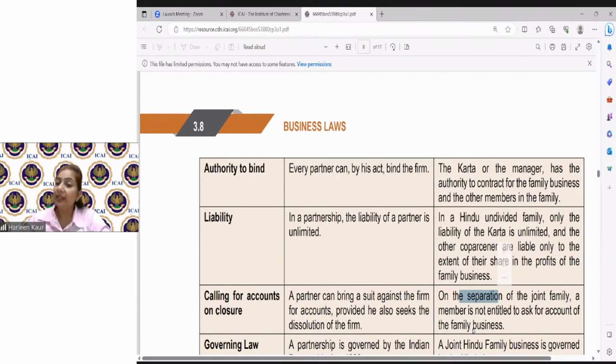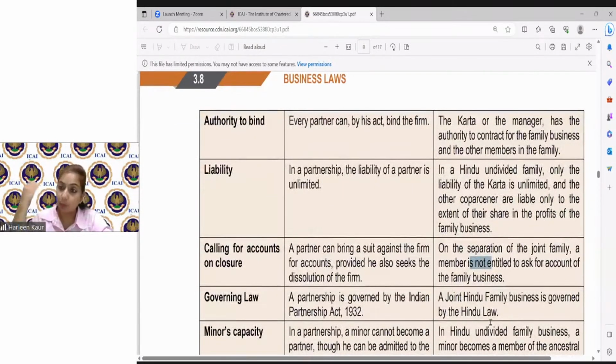Only the karta will be dealing, and your share of profits will be paid equally or in whatever ratio they have decided. So here, a member is not entitled to ask for the accounts. You're not supposed to ask what accounts are being made or how they are being done. Everything is governed by Hindu law in HUF. This is totally governed by the Indian Partnership Act.